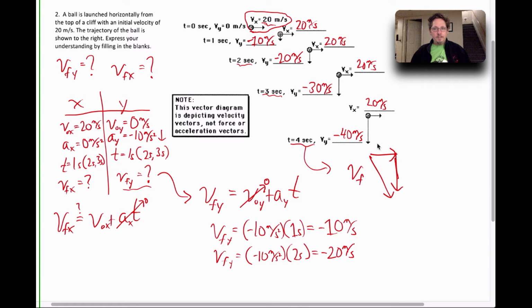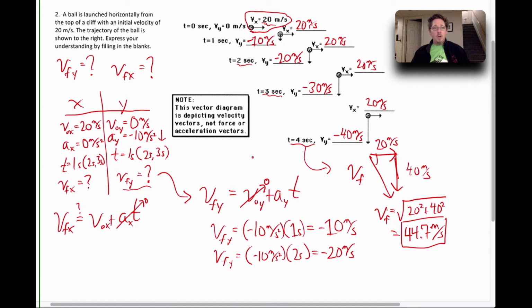is I draw a triangle. That triangle has 20 meters per second to the right and 40 meters per second downward. And what we call the resultant, the combined vector here of both the x and the y, ends up being a squared plus b squared equals c squared. So 20 squared plus 40 squared. And I put that into a calculator. And I get about 44.7 meters per second.